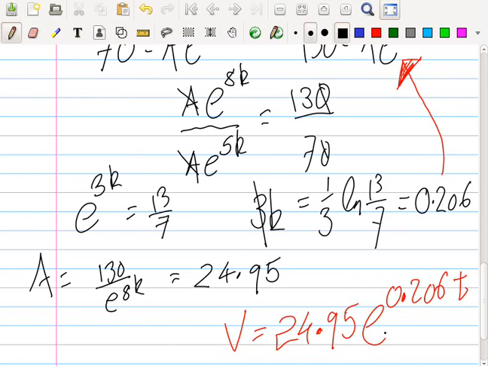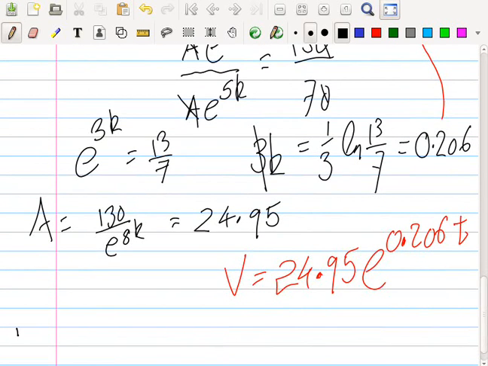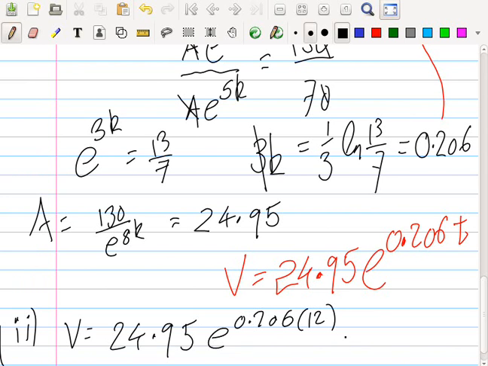That was only part 1. Yeah, see part 1. Although part 2 is not very difficult. They just want the value of V when t is 12. So I get V equals 24.95 e power 0.206, and when t is 12, I've got 25, not 24. It depends how many decimal places you put in. It's okay though.